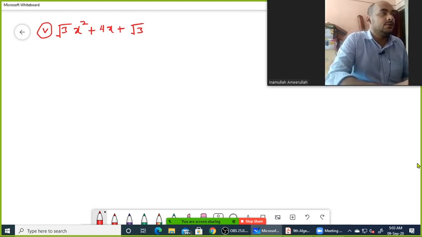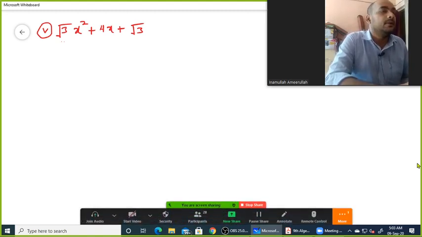This is question number 5. Root 3 x square plus 4x plus root 3. This is a quadratic polynomial and we need to find the factors of this polynomial.